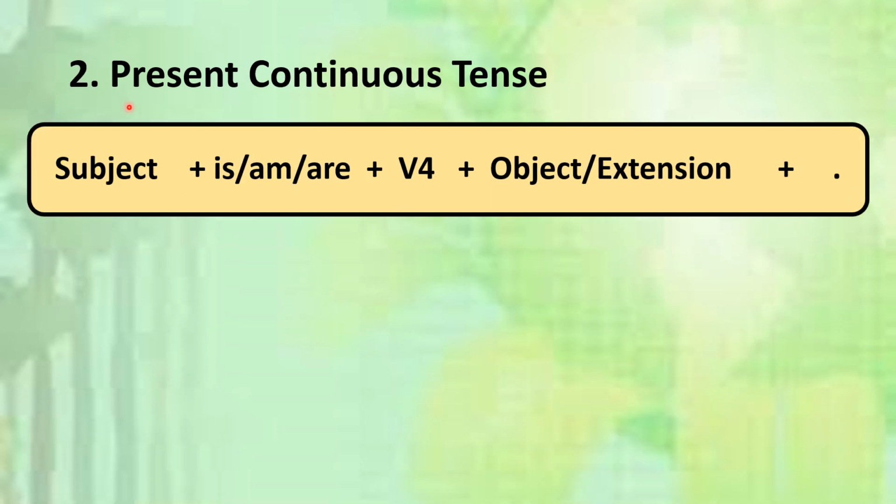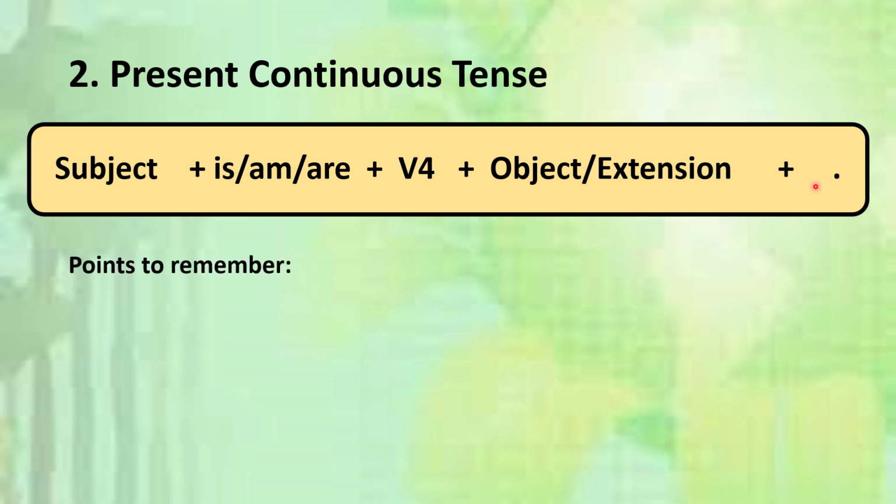Let's talk about the second main aspect of present tense, which is present continuous tense. And this is the formula. First you write subject, then you add your auxiliary or helping verb is, am, or are. And after that we add the ing form of verb, which is called the fourth form of verb. After that we add object or extension along with the full stop.